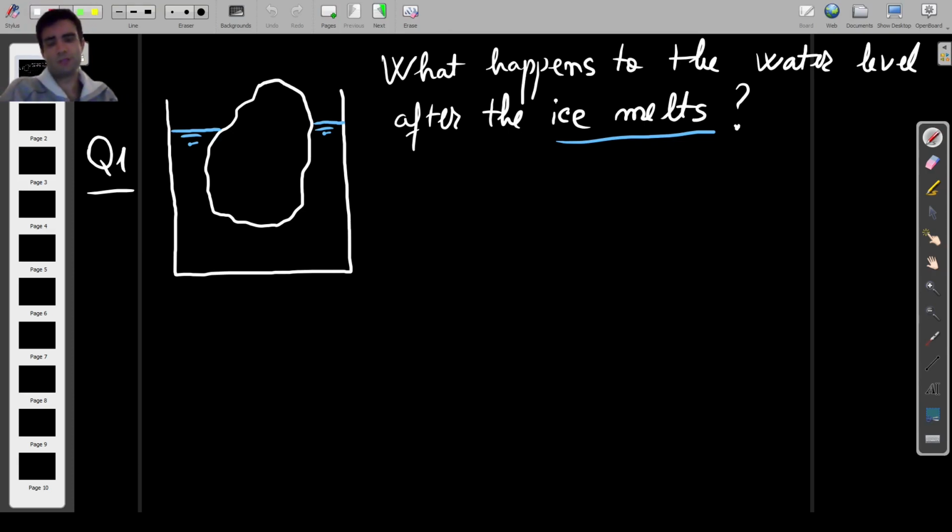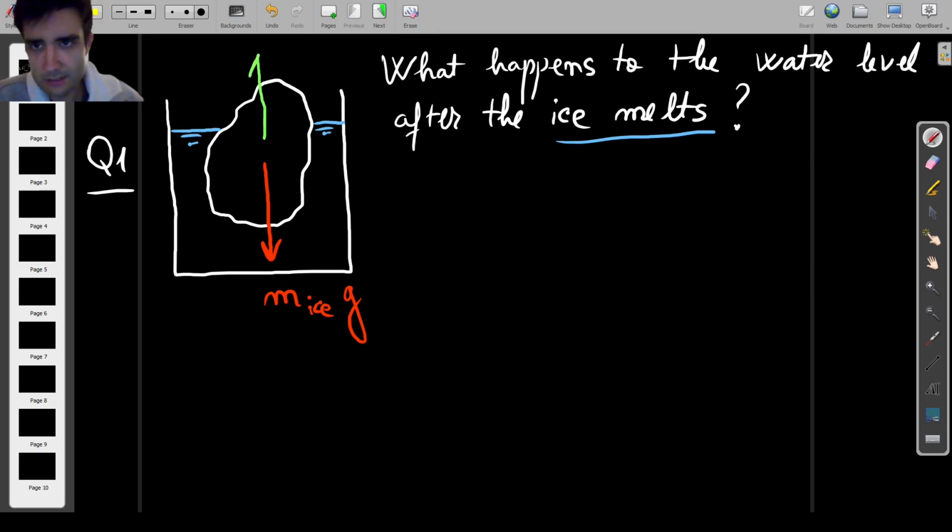So to understand what's actually going on here, we have to look at the forces acting on the ice chunk. Okay, so first of all, we have the weight. Okay, and the weight is just the mass of the ice times g, and then we also have this force which is acting upwards. I'm gonna call this force Fp, okay, because this is the force due to the water pressure at the end of the day.